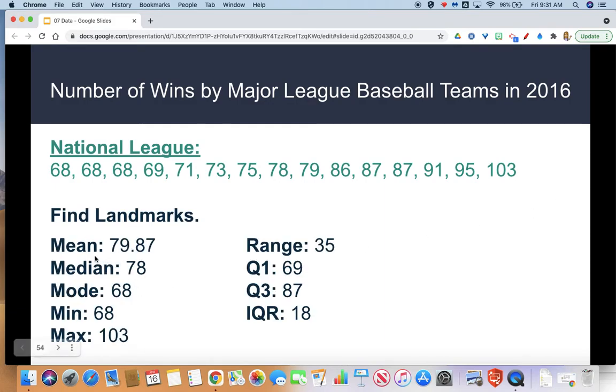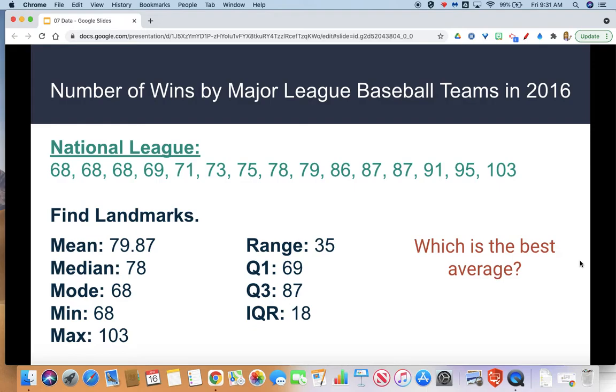So our landmarks, the mean was 79.8 or 0.9 if you rounded to the nearest tenth. Our median was 78. Our mode was 68. Our min was 68, our max was 103, which means our range was 35. Our lower quartile was 69, upper quartile was 87, and the inner quartile range was 18.